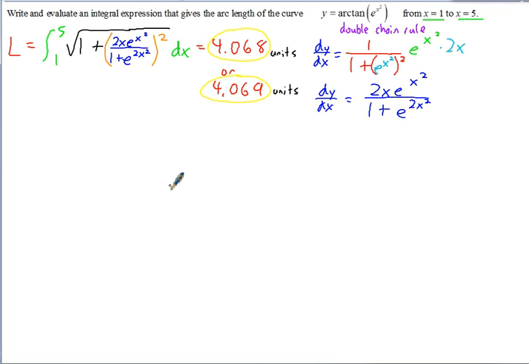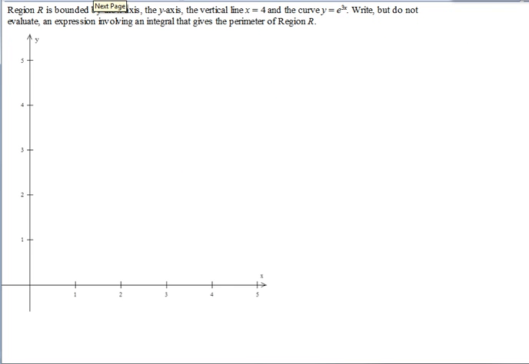Okay, let's take a look at a couple other examples here that will not require the graphing calculator. So this one says, region R is bounded by the x-axis, the y-axis, the vertical line x equals 4, and the curve y equals e to the 3x. Write but do not evaluate an expression involving an integral that gives the perimeter of region R. Okay, so that's what we're looking for.